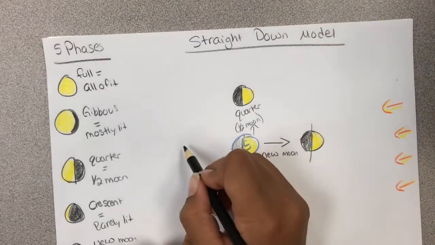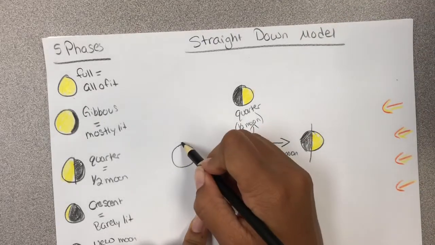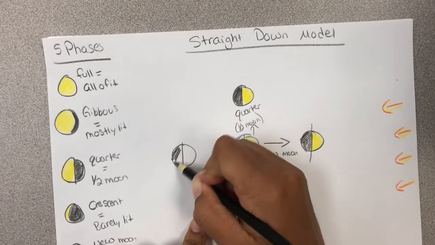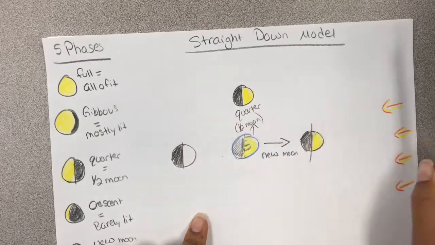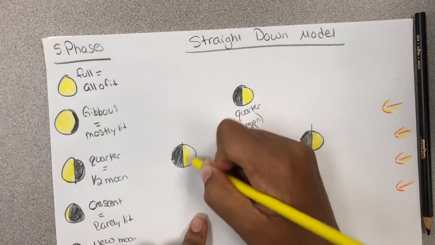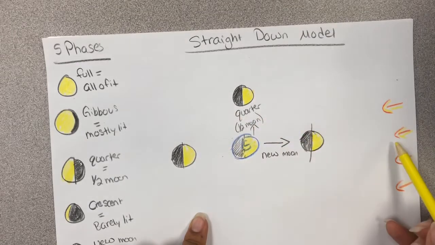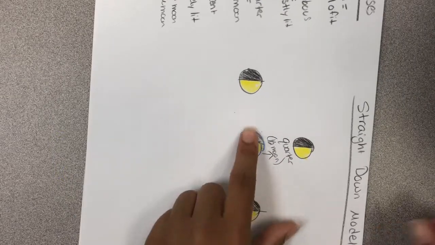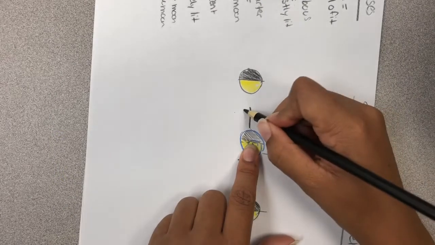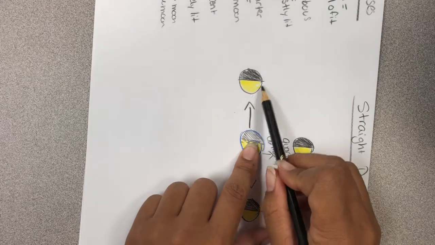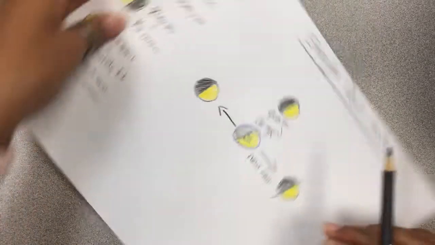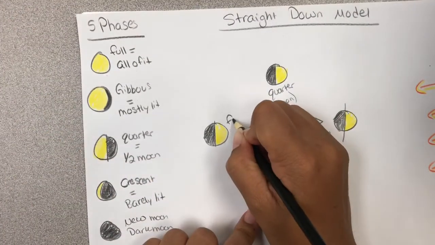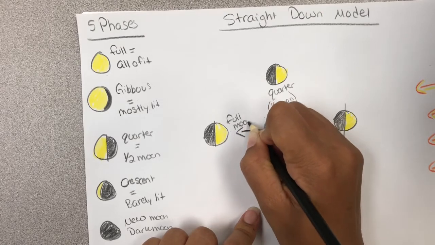The next moon that I'm going to draw, let me draw this side shaded here, like that. And we're staying consistent. Sunlight is coming from this direction. So from Earth's perspective, looking out, we can see all of it. So this is actually full moon.